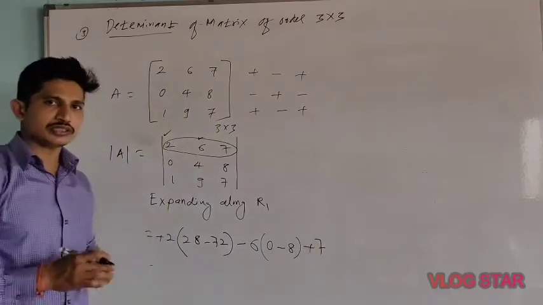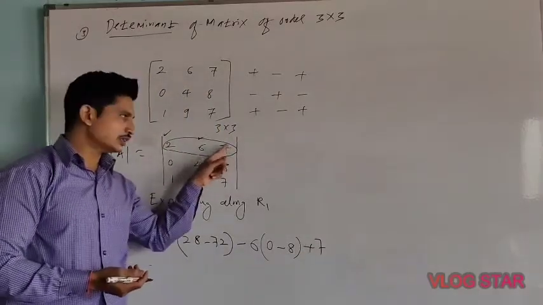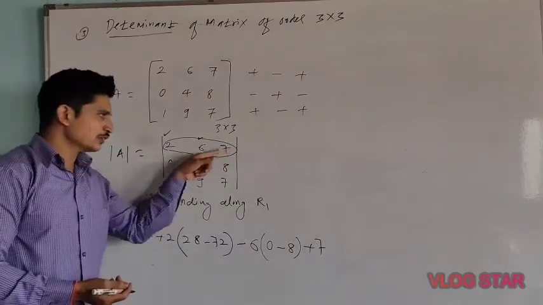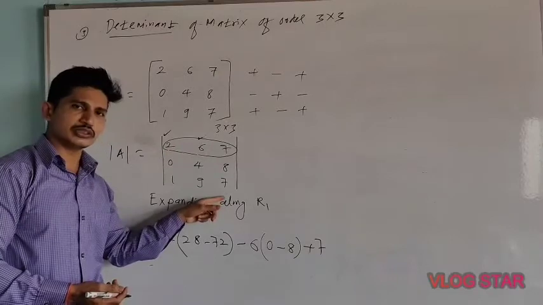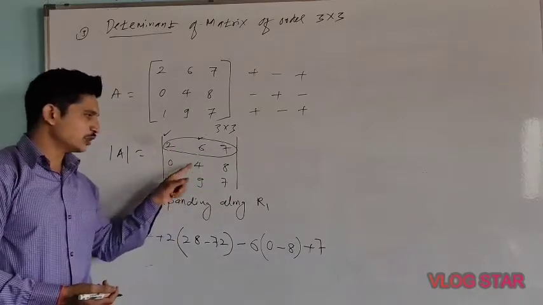So same procedure now also. 7 is in the first row, so remove the first row. 7 is in the last column, so remove the last column. Okay. First row goes and last column also goes. What is left now? 0, 4, 1, 9.